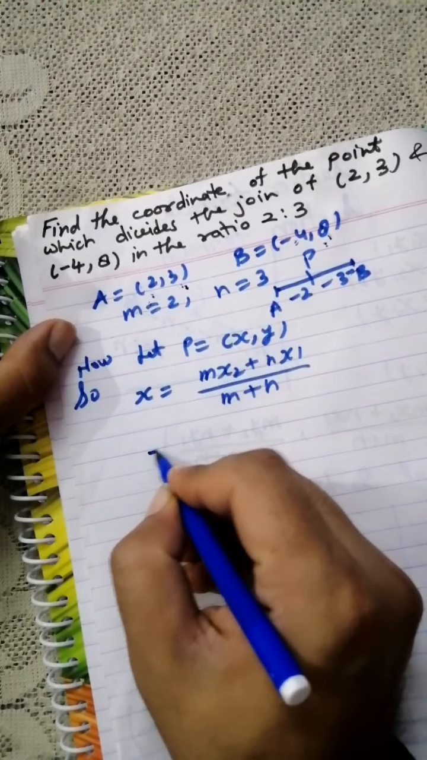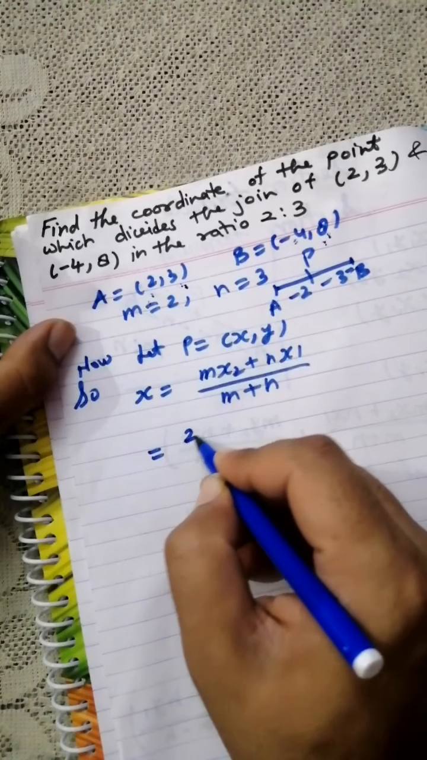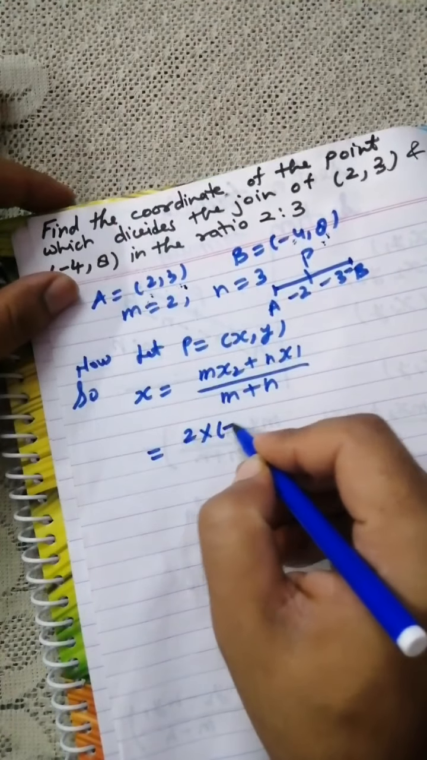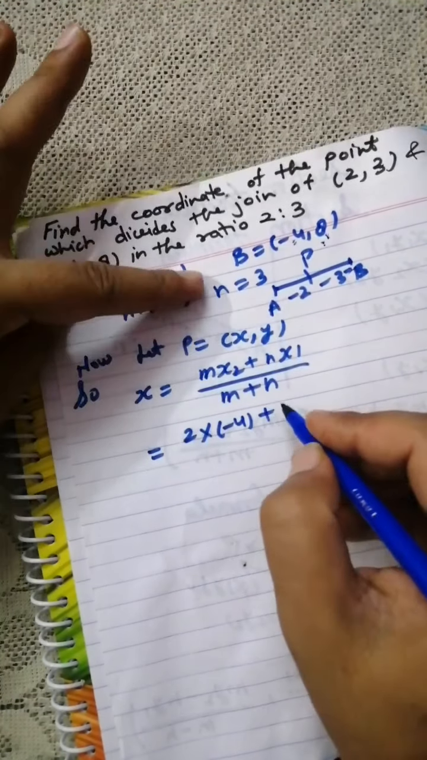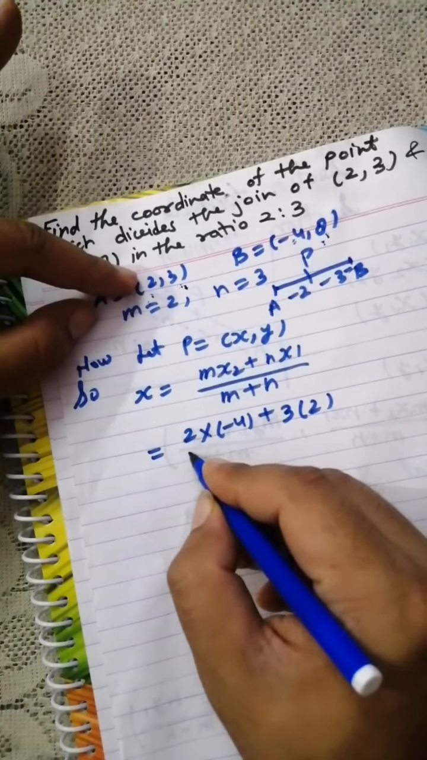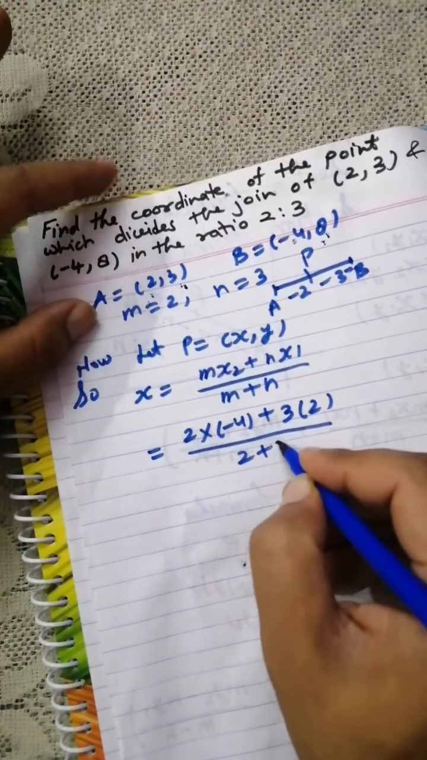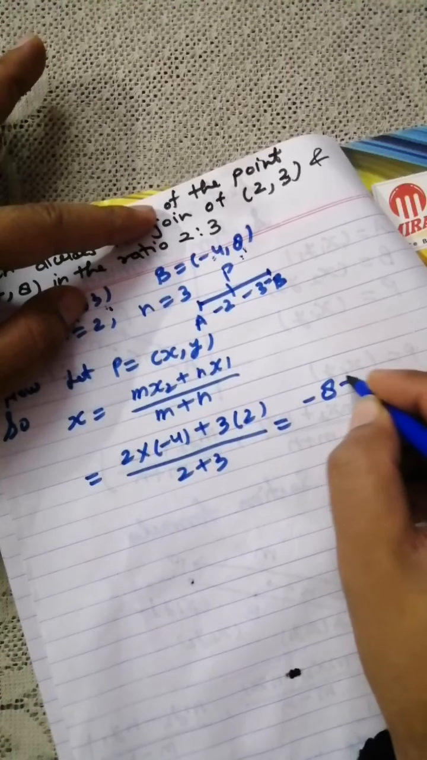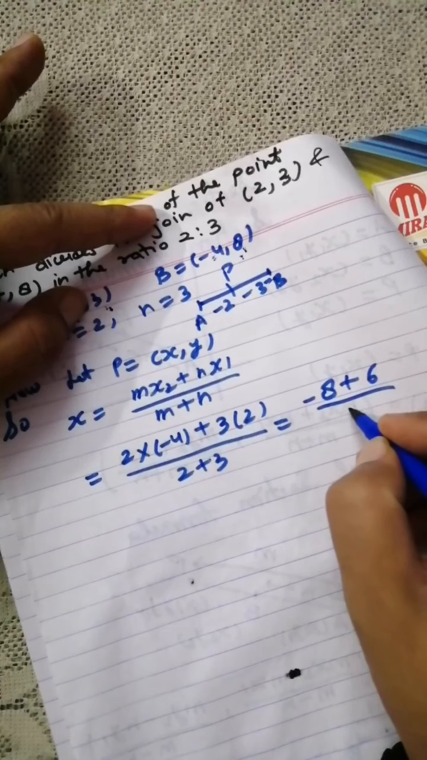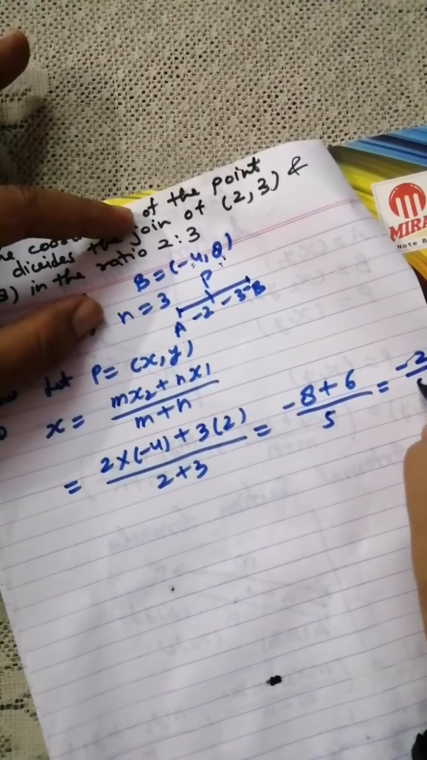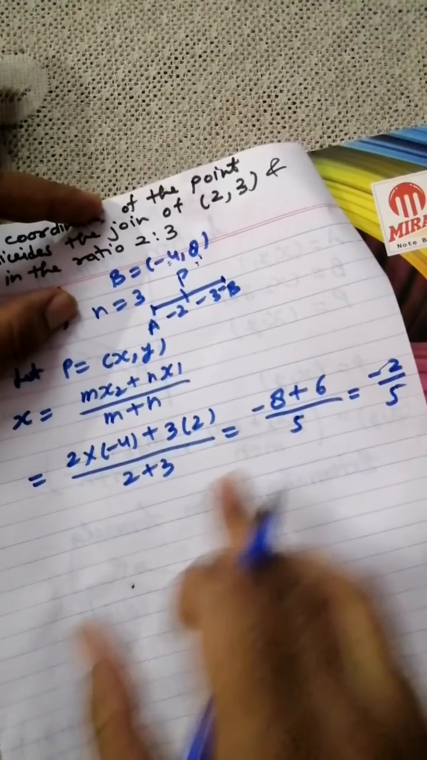So now mx2: m means 2, x2 means -4, so 2 times -4, plus n means 3 into x1 that is 2, upon m plus n, so 2 plus 3. Here it will be 2 times -4 is -8 plus 3 times 2 is 6, upon 3 plus 2 is 5. So -8 plus 6, you can see -2 upon 5. That is a point, -2 upon 5.